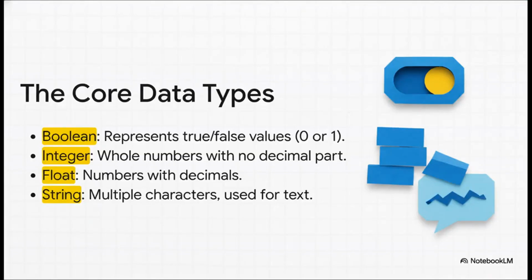A Boolean, that's just a simple true or false, like an on-off switch. An integer is any whole number, like 10 or -50. A float is a number that has a decimal point, like 3.14. And a string is just text. Could be anything from a single letter to a whole paragraph.